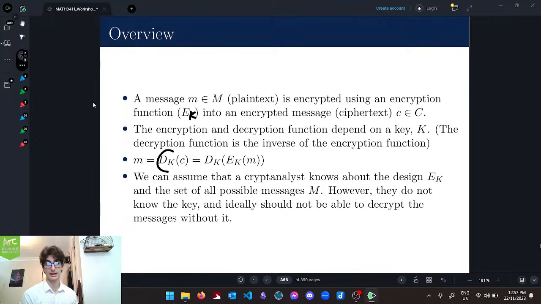The decryption function is the inverse of the encryption function. So we say that the decryption function, D sub k, if you put that on top of the encryption function, you just get the original message. We can assume that the cryptanalyst knows about the design E sub k and the set of all possible messages M, but they don't know the key, and ideally should be able to decrypt the message without it.